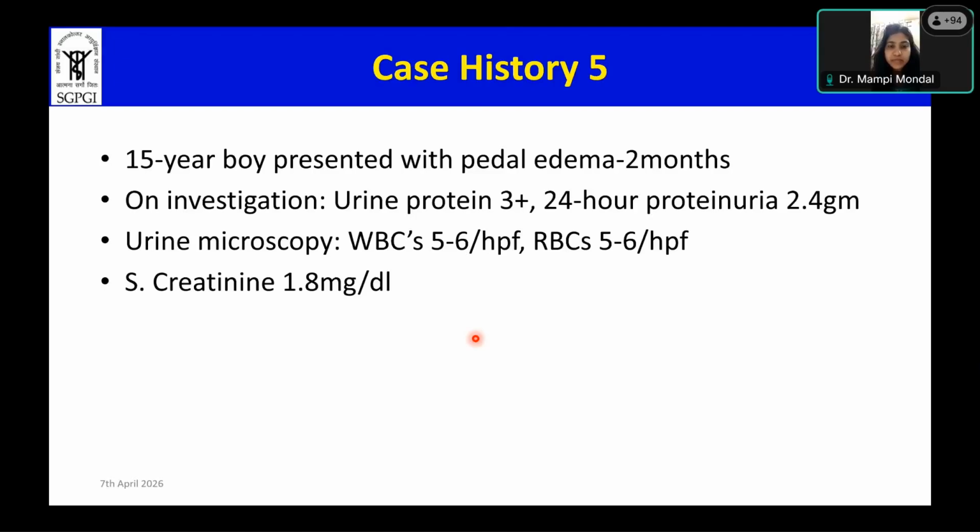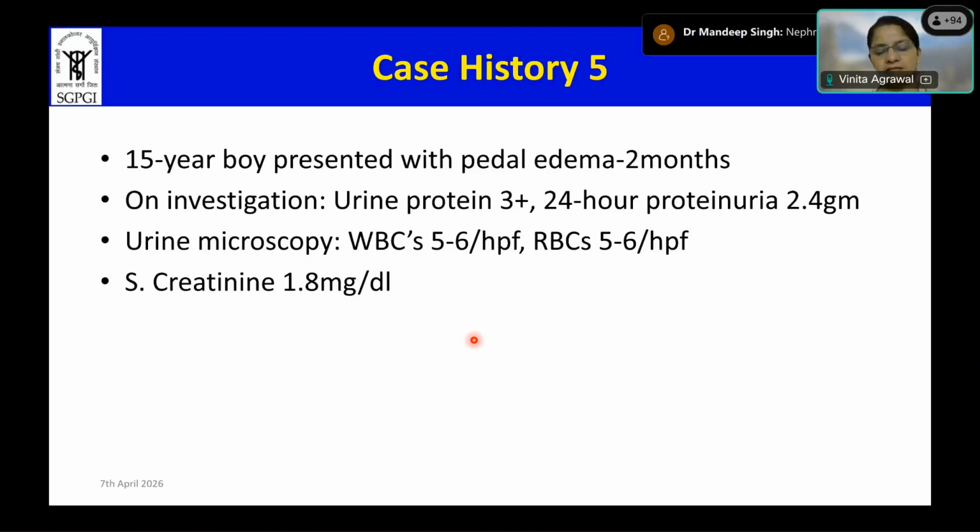So what is your clinical syndrome? What is your renal syndrome in this? It is nephrotic. Nephritic. It is nephritic syndrome, isn't it? Okay. Now let us look at the biopsy.